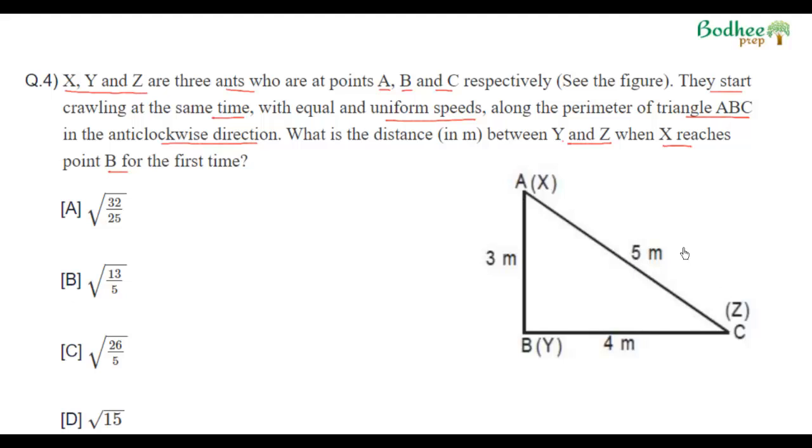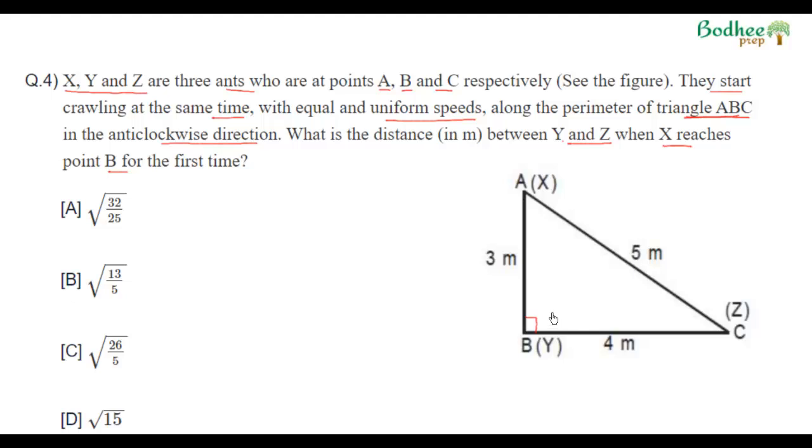Now the situation is given here. We can see that this triangle has lengths 3, 4, and 5. Obviously 3, 4, and 5 is a Pythagoras triplet, so we can say that this triangle itself is a 90-degree triangle.